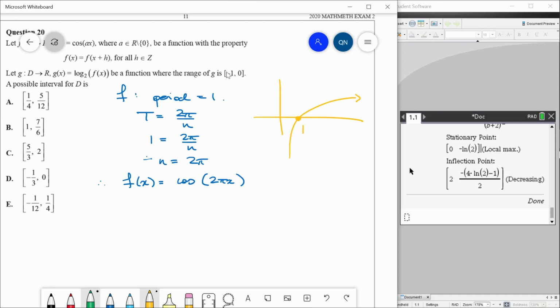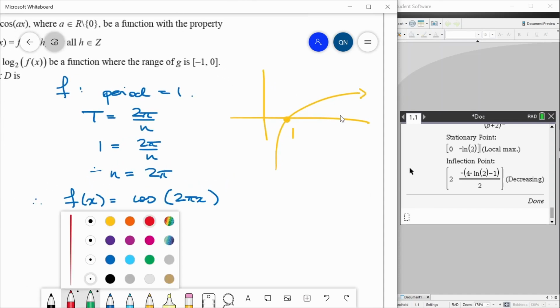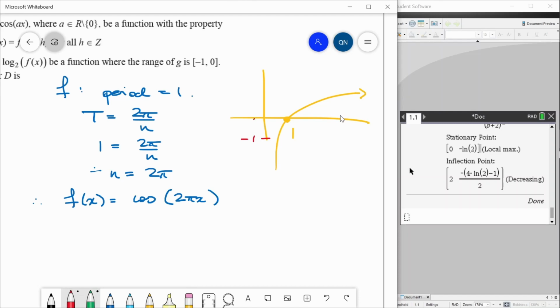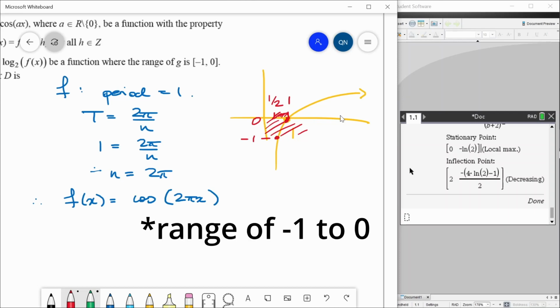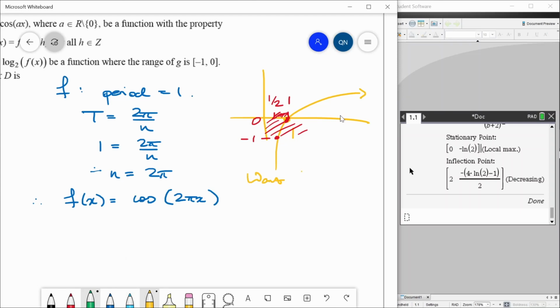Now we want a function with the range of -1 to 0. So we're only interested in the values down over here, -1 to 0. What are the possible x values we need to put into the log base 2 function? It has to be from 1/2 up to 1. So if you're on this interval here, then you're guaranteed to have a range of -1 to 0. So in particular, we want the domain of log base 2 to be 1/2 to 1, because that guarantees a range of -1 to 0.